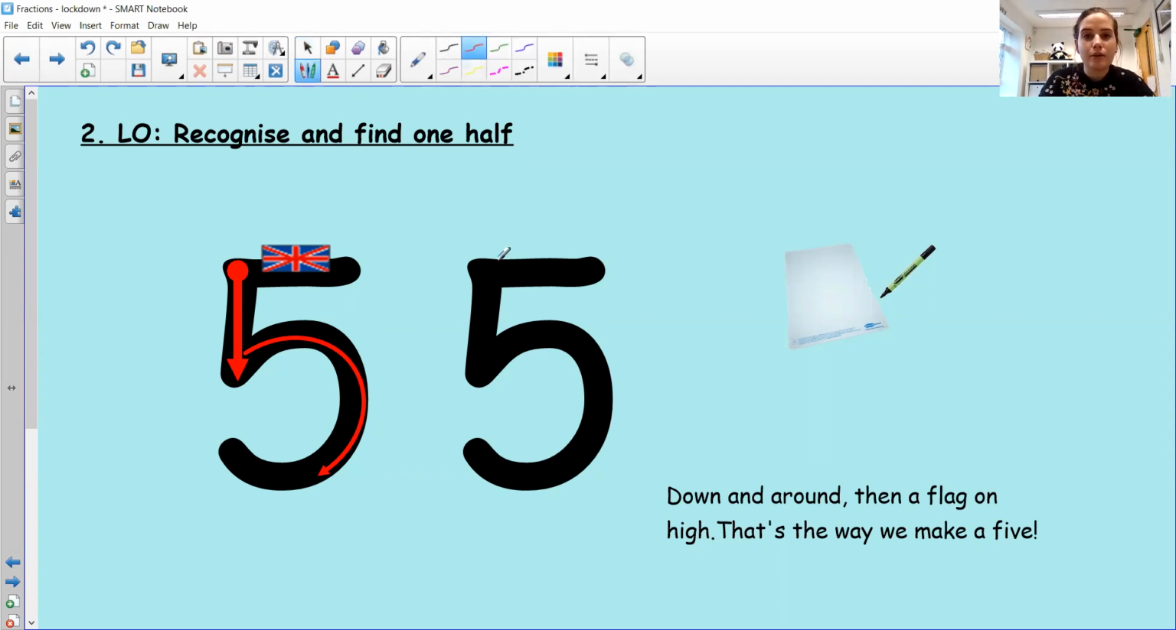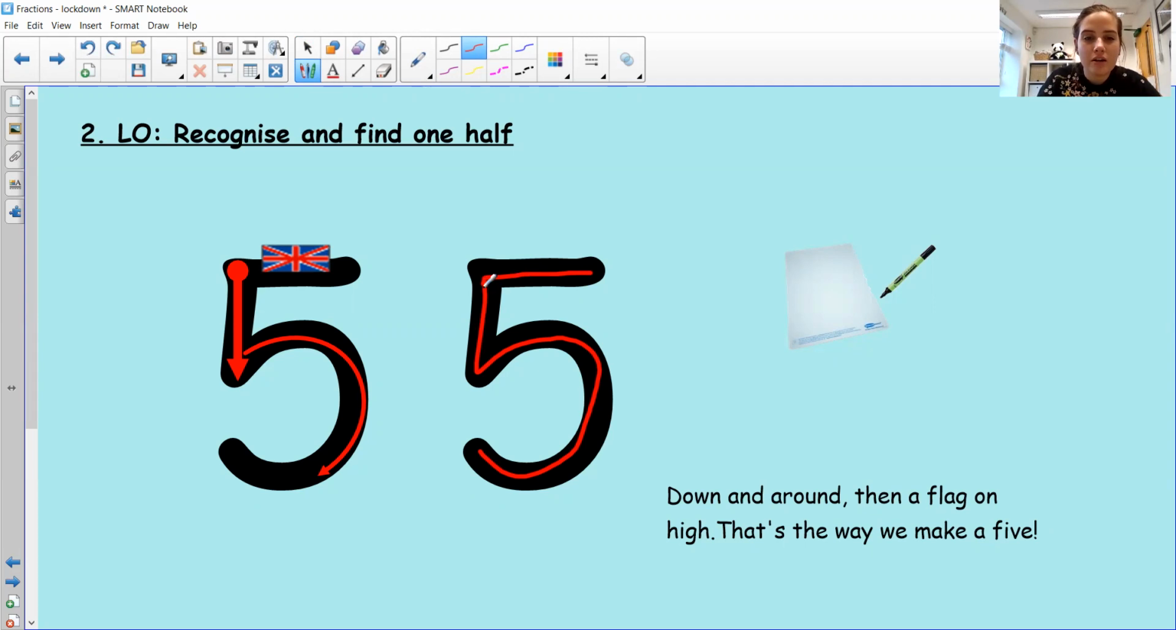And please do tell your grown-ups at home or your teacher in your classroom, you mustn't forget those children in school, that we have our number formation rhyme for number 5, which is down and around. Oh, slightly funny one, that one. Then a flag on high. That's the way we make a 5.